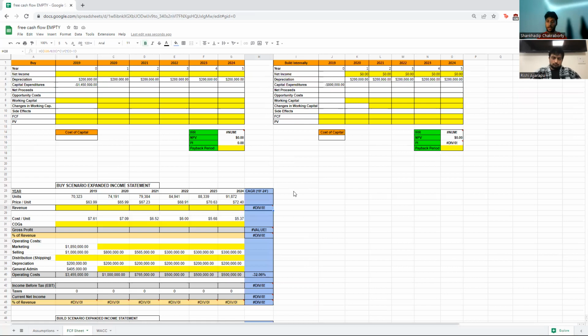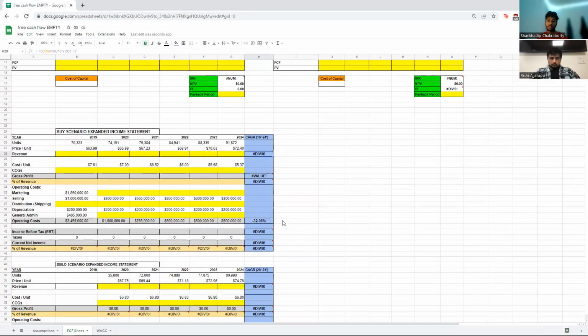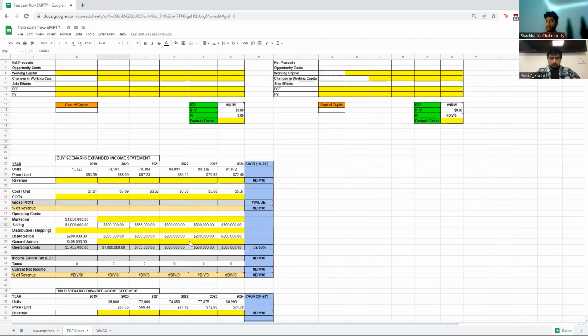CAGR meaning compounded annual growth rate, which is the multi-year growth rate of any line item in an income statement. So this would be the CAGR of revenue. This isn't as important, but it is interesting to see. Operating costs, obviously, they're not finalized because this is just what's been hard coded in. We will code everything in afterwards.